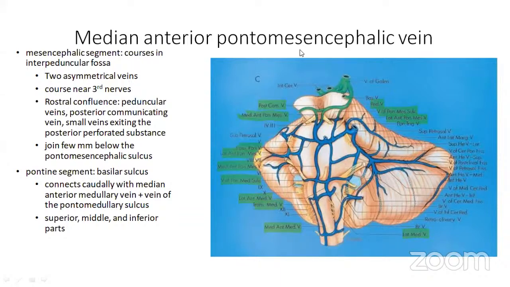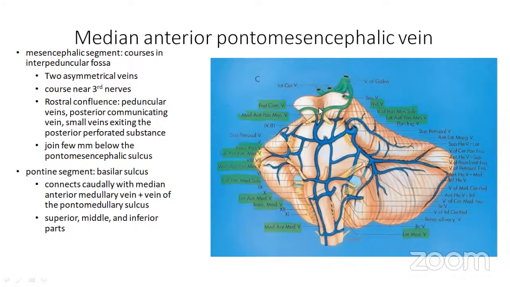The median anterior pontomesencephalic vein courses at the midline over the pons and the mesencephalon. This vein is divided into two segments, the mesencephalic segment and the pontine segment. The mesencephalic segment courses in the interpeduncular fossa, as we can see here in this picture. It has two asymmetrical veins which course near the third nerve. It has a rostral confluence with the peduncular veins and posterior communicating veins, with the medial border of the peduncular vein and the lateral border of the posterior communicating vein, as we can see here.